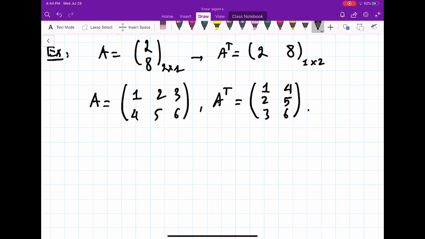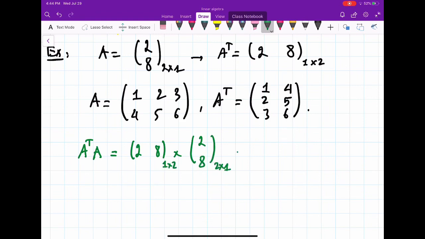So let's find the product of A transpose and A. Okay. So what is A transpose A? That is [2, 8] times [2, 8]. That is 1 by 2, that is 2 by 1. So your matrix would be 1 by 1, right? So you have 2 times 2 is 4, and then 64, you get 68.